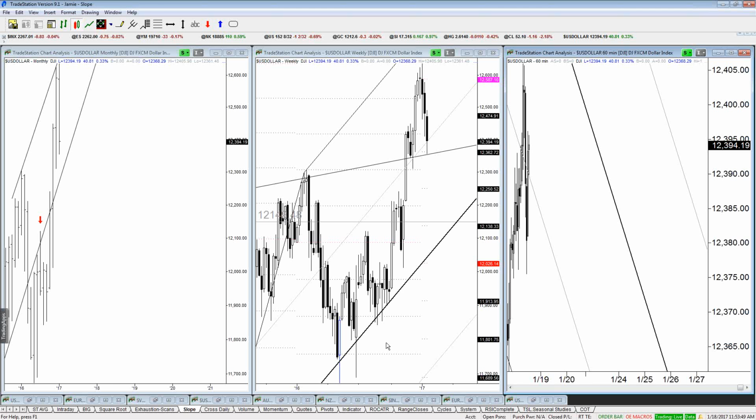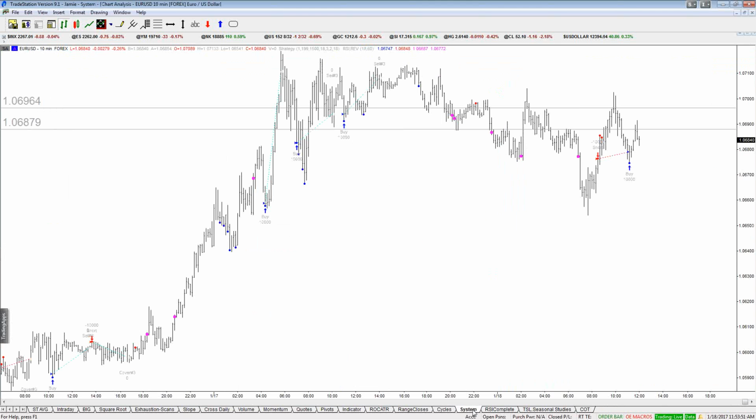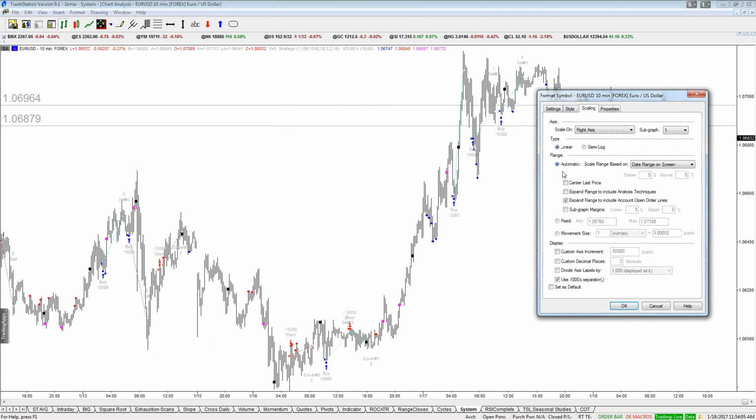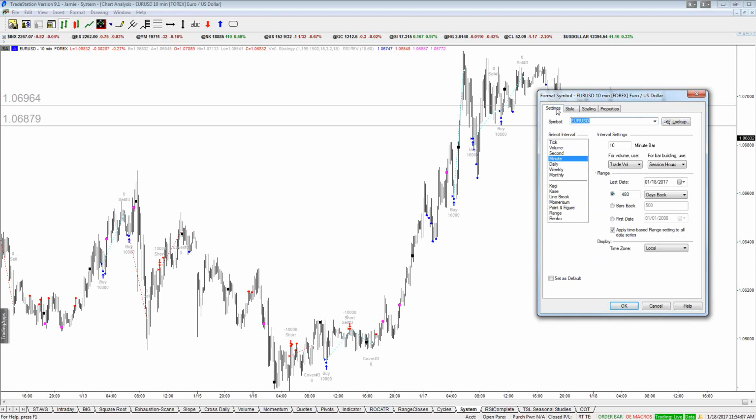What else was I going to look at? Oh yeah, so the system. This is a 10 minute chart, and I've been working on this system for a very long time.